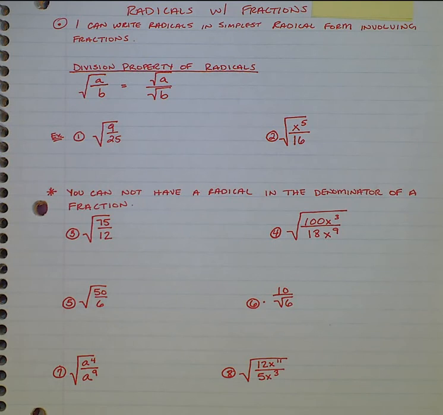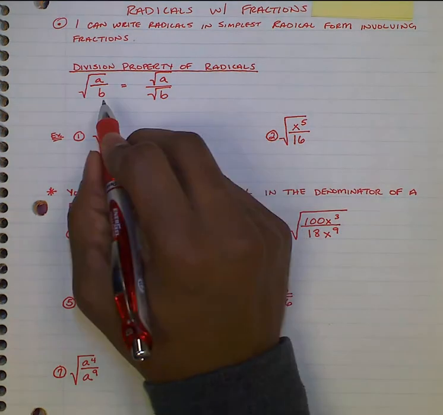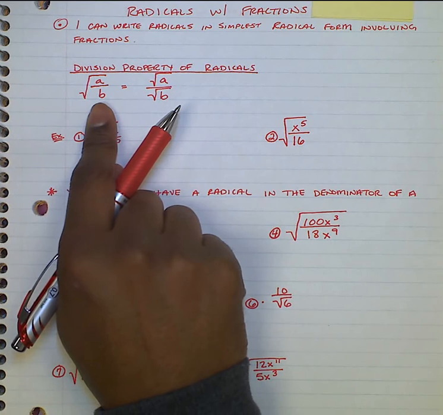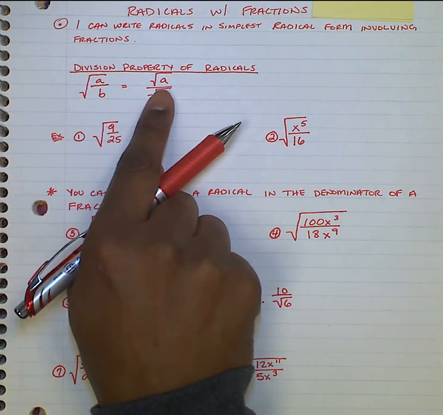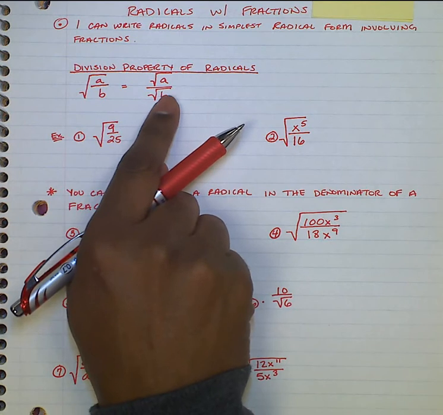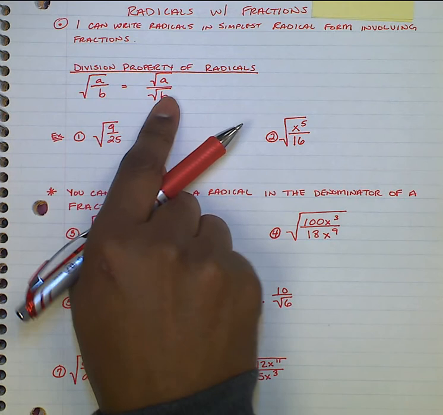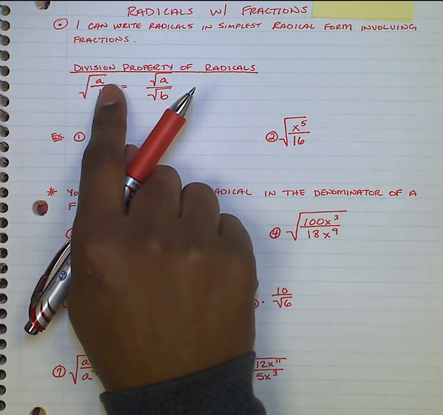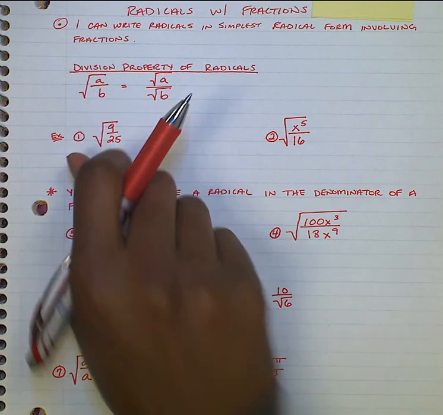Okay, so our division property of radicals basically tells us that we can rewrite a problem. If we're given a problem like radical A over B, here's a fraction, that'd be the same as saying radical A over radical B. Sometimes that'll help us out because we'll find a number that we really like in the denominator that'll help our problem be solved quicker. Sometimes looking at it as a fraction makes it easier for us to see that we can simplify it.